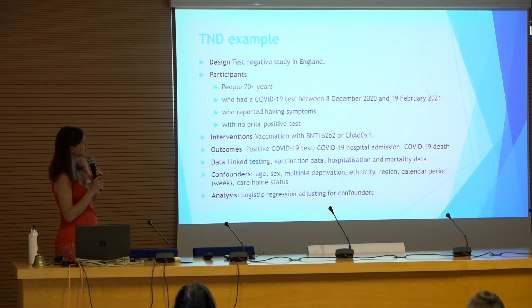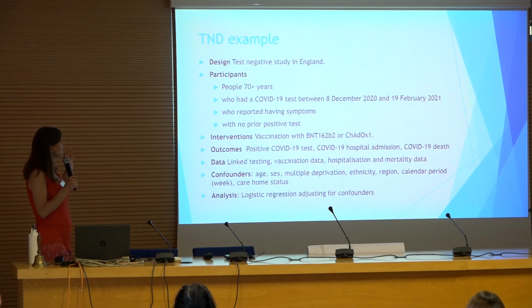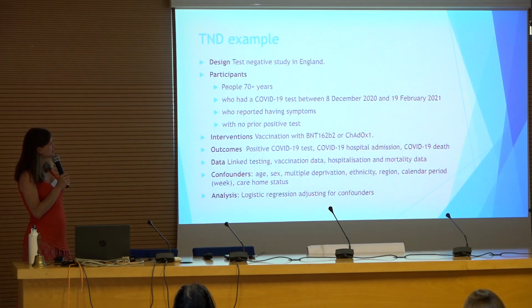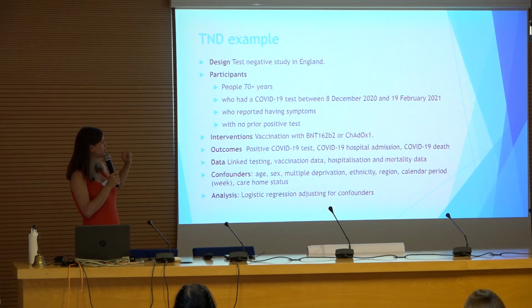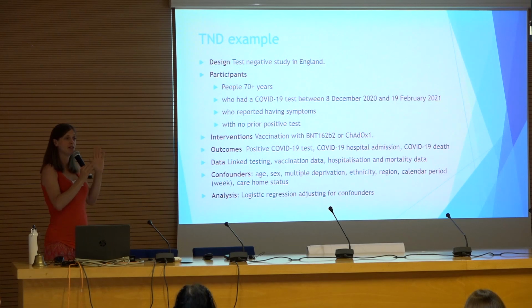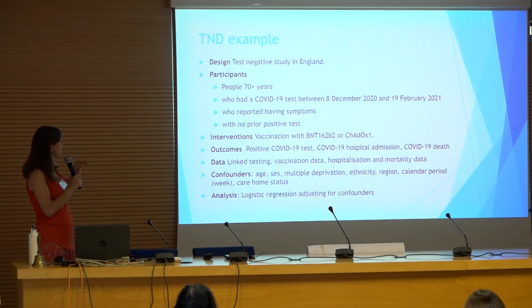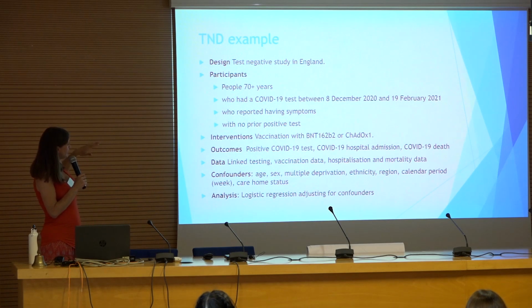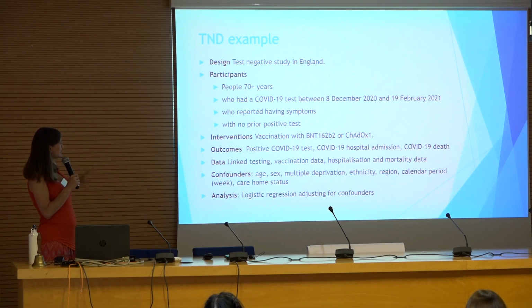So let's have a quick look at an example. So this is a test negative study in England. Very similar design to ours otherwise, so 70 years and above. People who were vaccinated, in people who had a test in a fairly similar study period, December 2020 through to February 21. So it's the first part of my study period. These are people who, when they got the test, they said, I'm getting tested because I have symptoms. And they had no evidence of prior infection. The interventions were the same as ours, and the outcomes, they looked at a similar range of things.